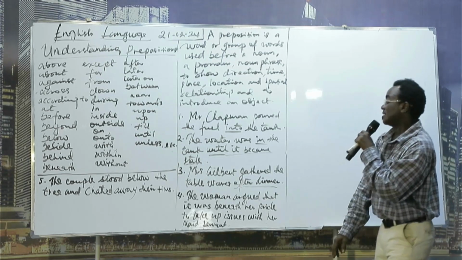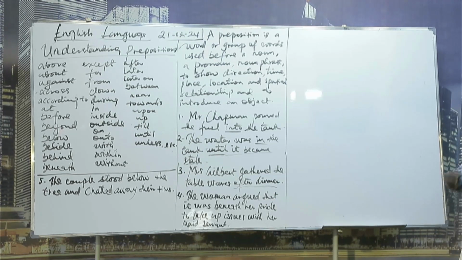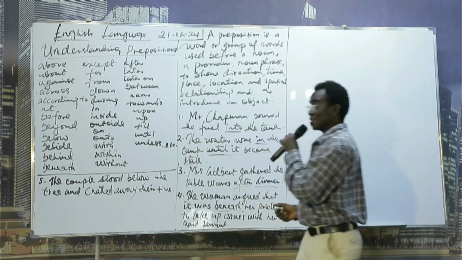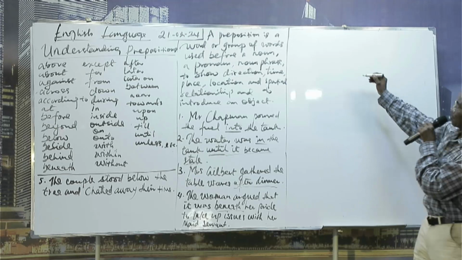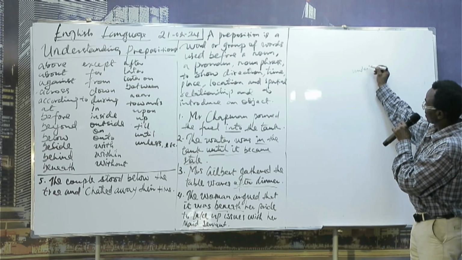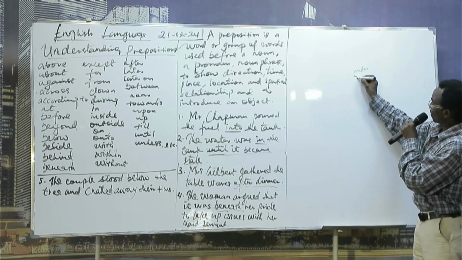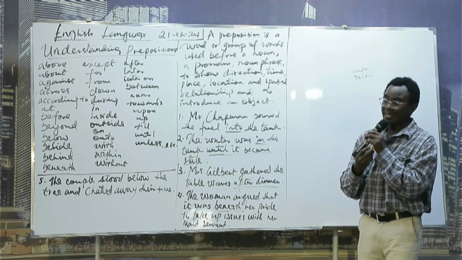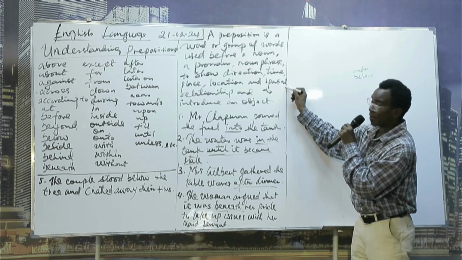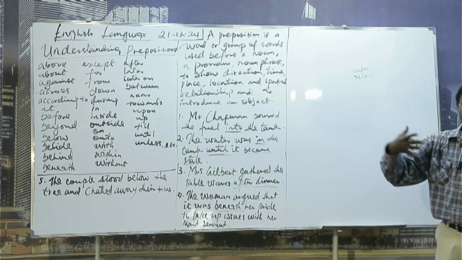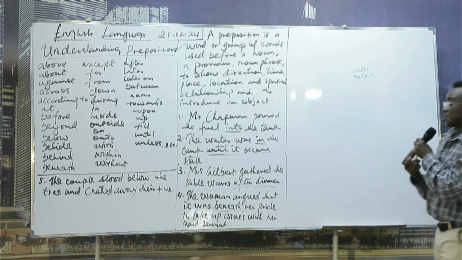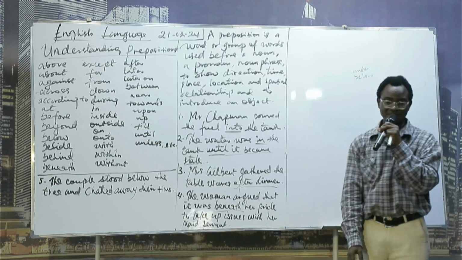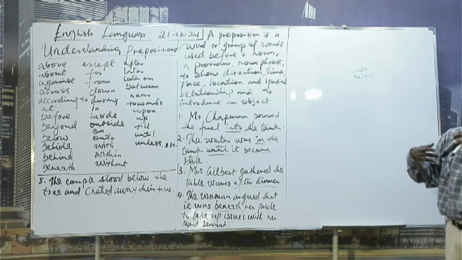Good. Number 4 says, the woman argued that it was beneath her. Beneath has the same meaning as under or below. But it is an idiom here. It is not used to talk about spatial relationship. Spatial means relationship of space. The woman is not talking about the space between her and her maidservant. So beneath is an idiom.